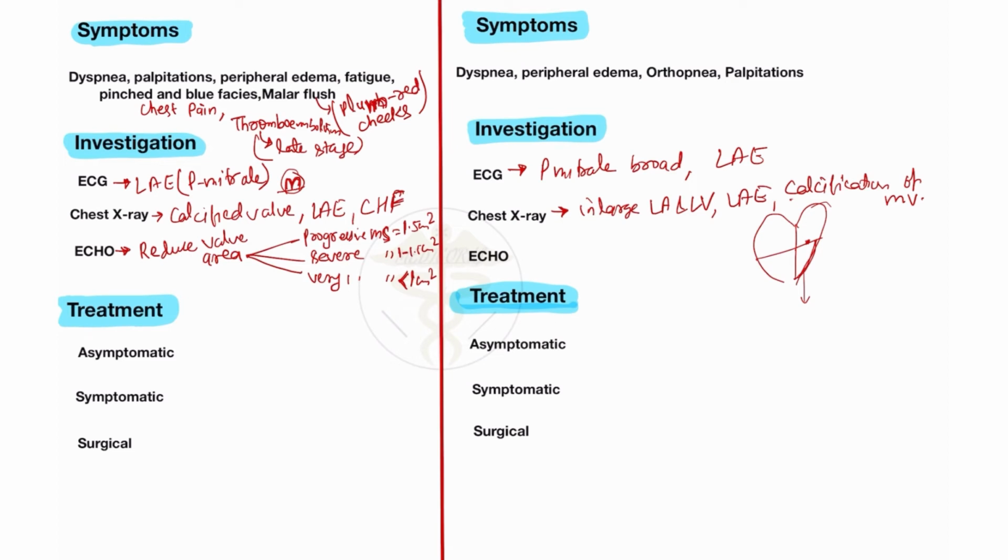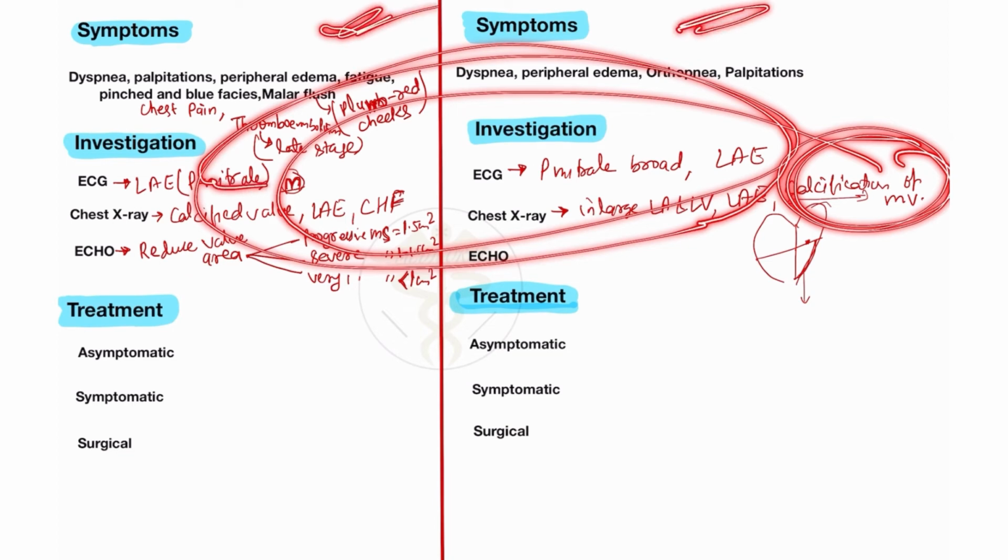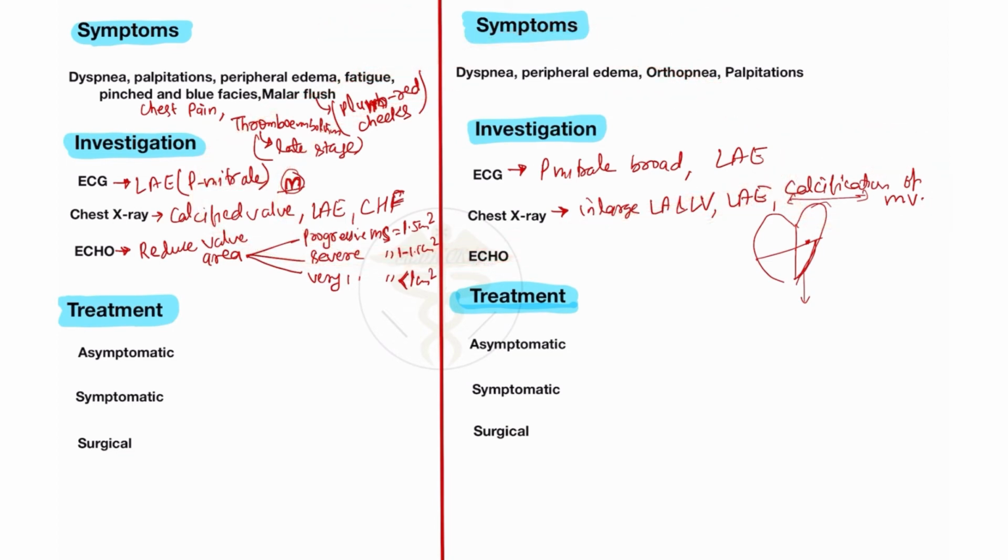But it is rare. You will mostly see calcification of the mitral valves when both problems occur, mitral stenosis and mitral regurgitation together. So you will also see calcification of the mitral valve in the chest X-ray.